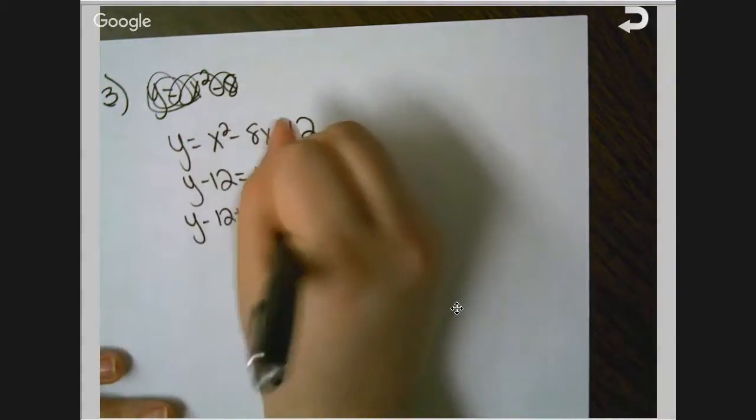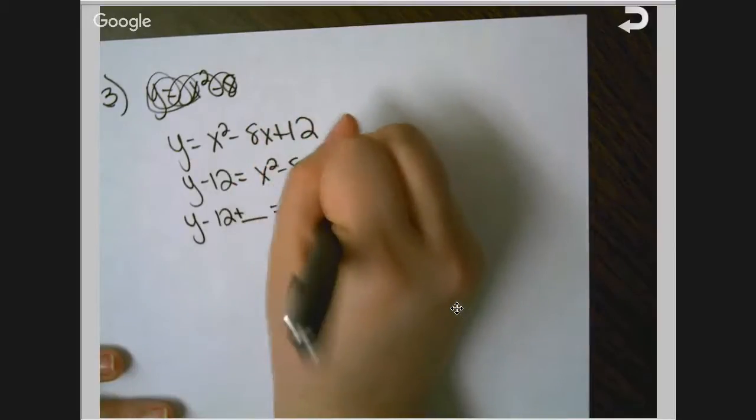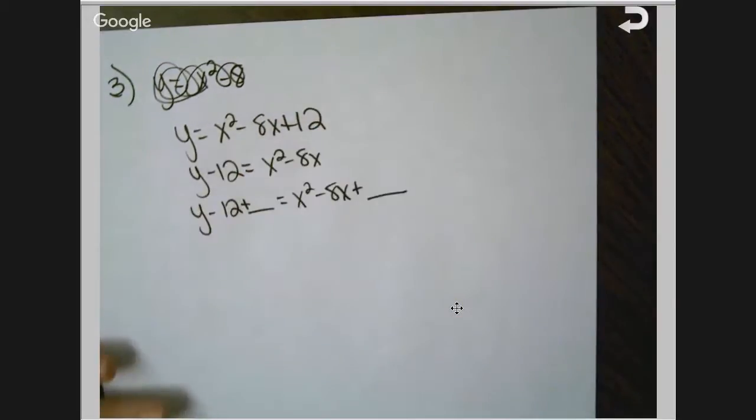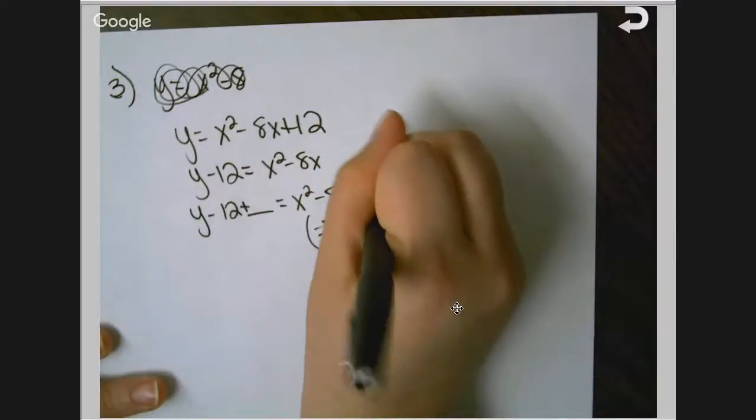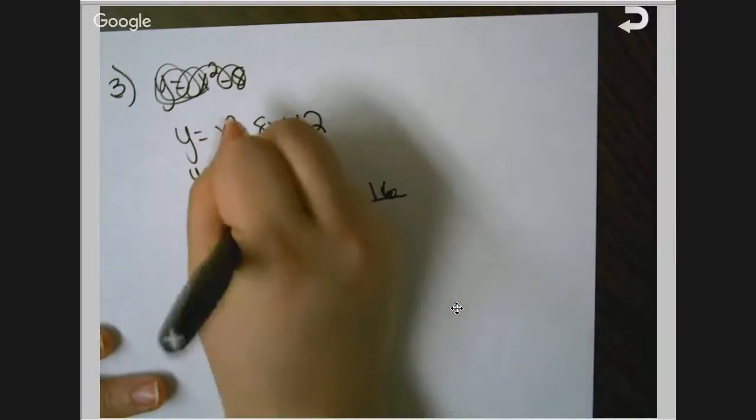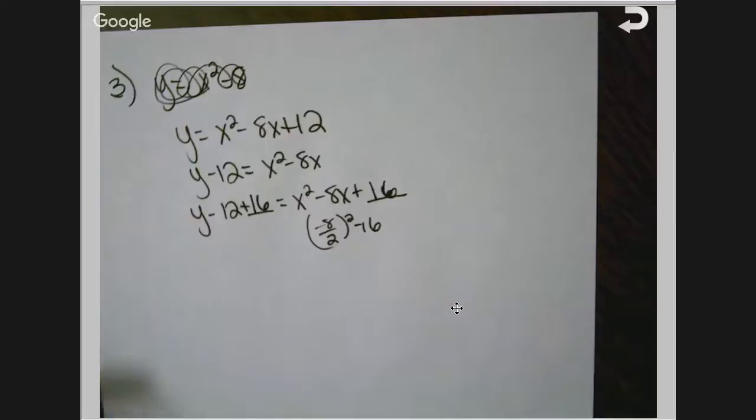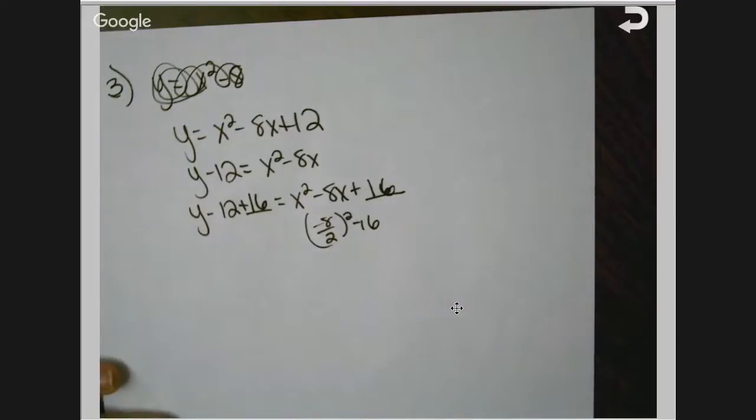Then I make my blanks to complete my square. And yet again, you take that number, so negative 8, you divide it by 2, and you square it. And whatever you do to one side, you do to the other, so you add it to both sides. Are there any questions so far?